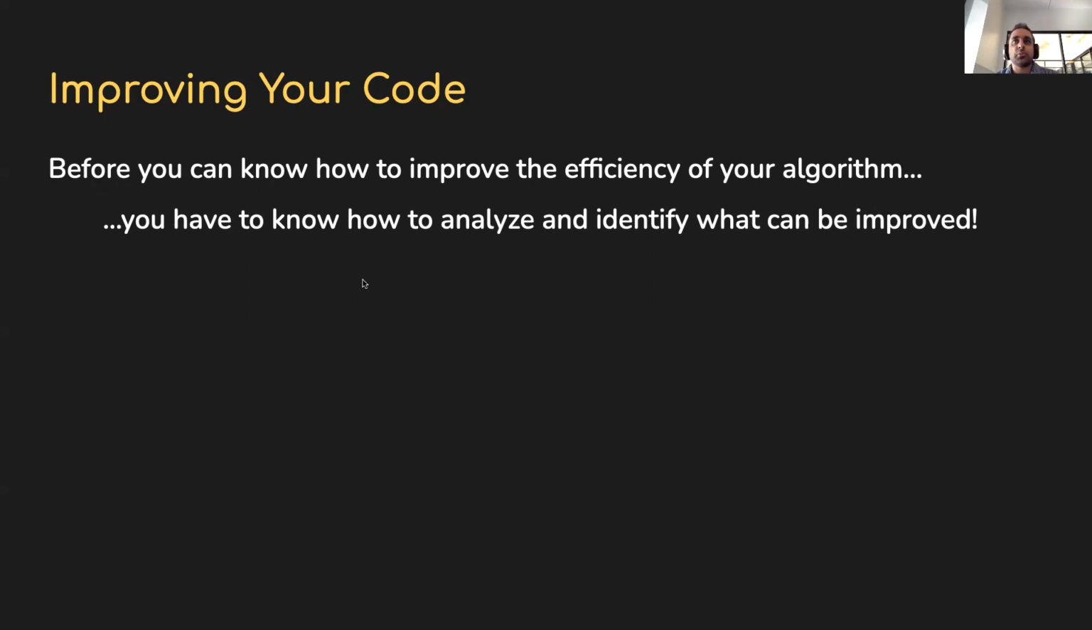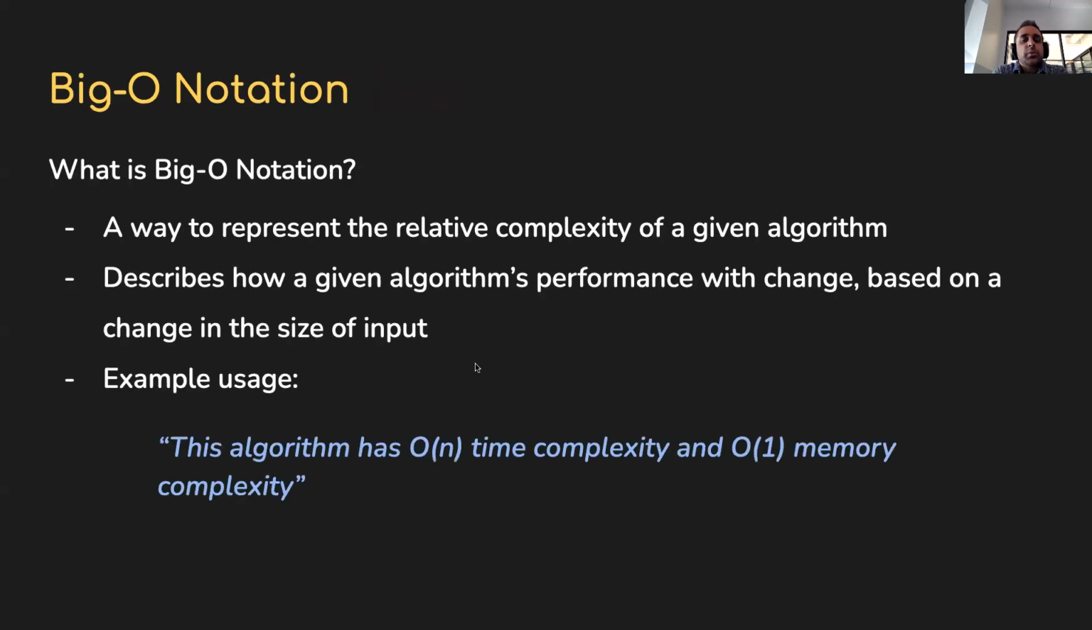All right, so before you know how to improve the efficiency of your algorithm, you have to know how to analyze it. That's what we're gonna learn today. So that's where we get into big O notation. Now, kind of funny to say, doesn't really roll off the tongue, but what is big O notation? Big O notation is a way to represent the relative complexity of a given algorithm.